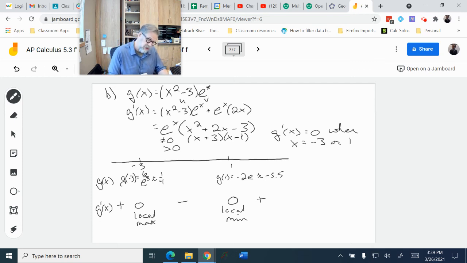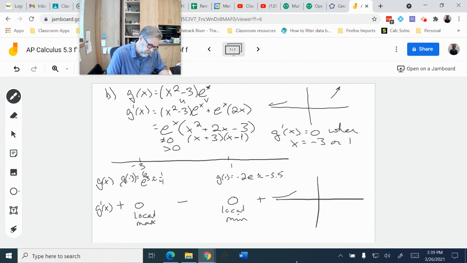What does this function do at the end behavior? Well, I know that e to the x is going to give me some end behavior that looks like that. We've got a positive times a positive, so we know it's going to be positive. e to the x goes to 0. We know that both of these go up to infinity.